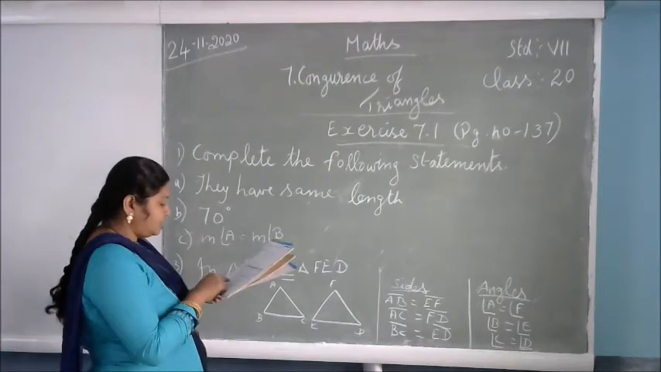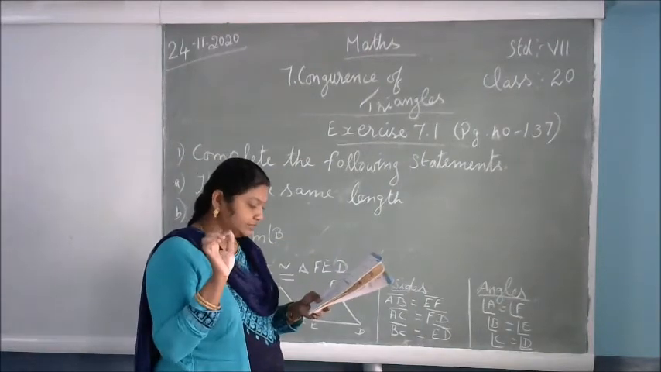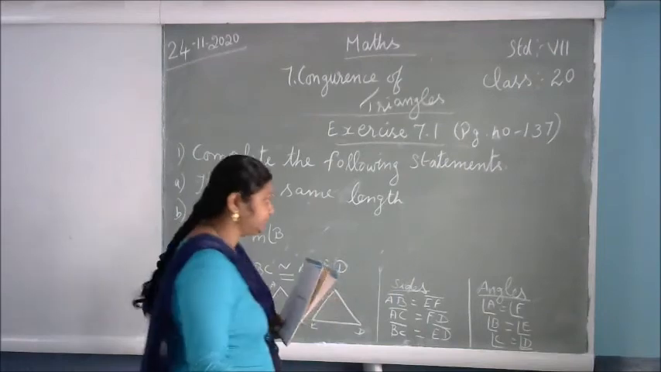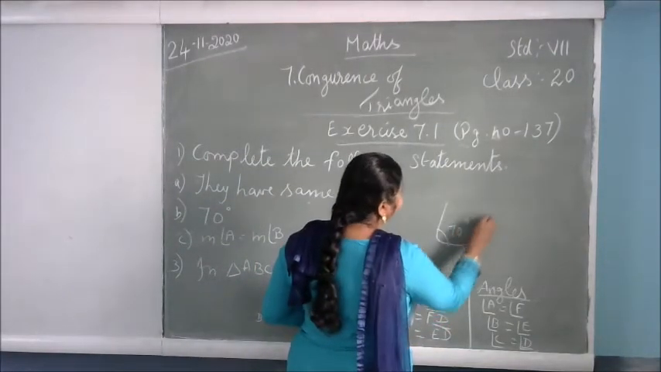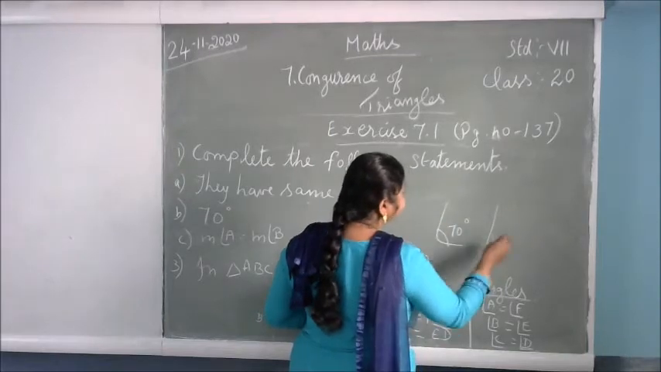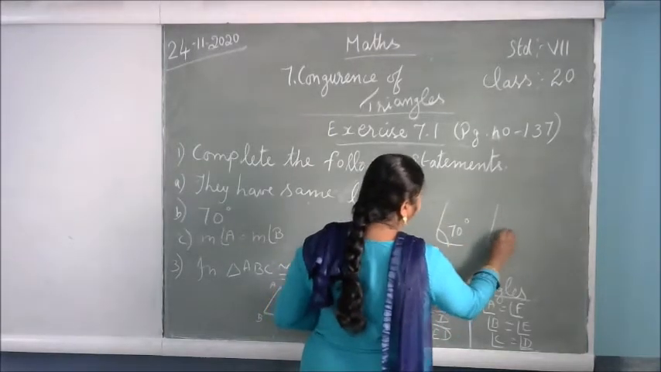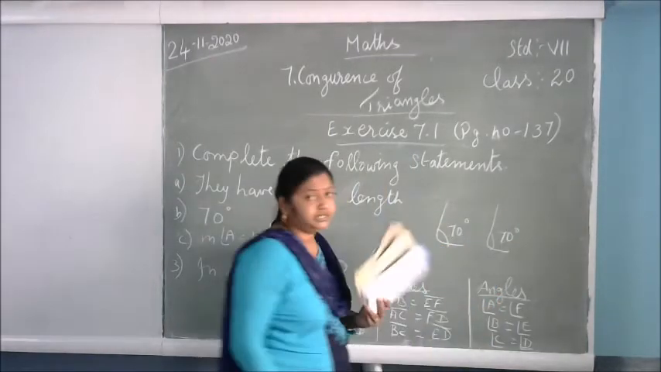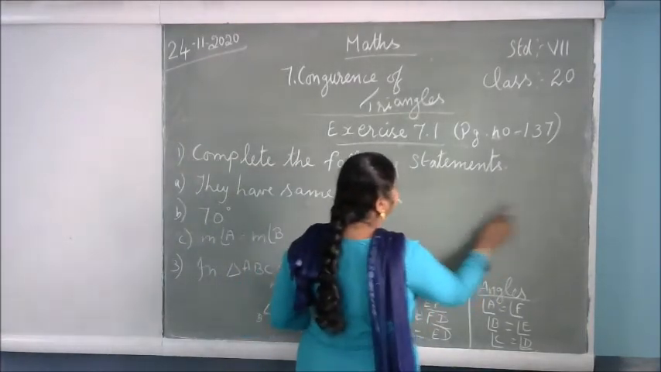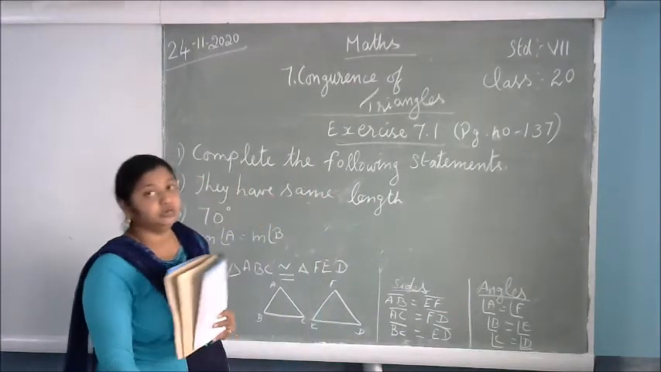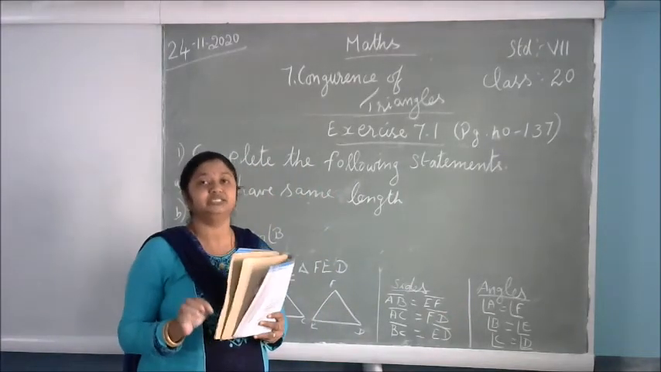Okay. Among two congruent angles, we are now talking about angles. If one angle is 70 degrees, what is the other one they are asking? The other one also is a congruent angle, no? So the other one also is 70 degrees only, because congruent means the angle, size, everything are equal and the figures look like the same shape and size.